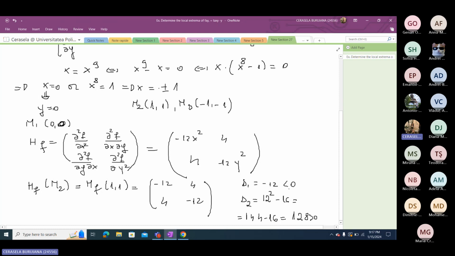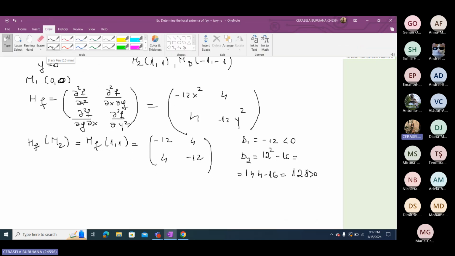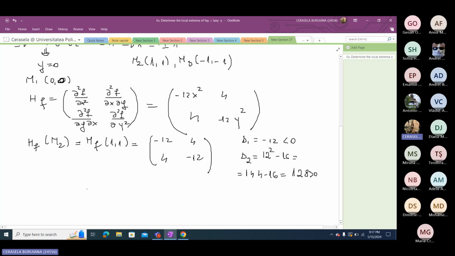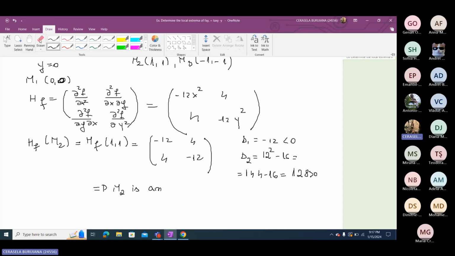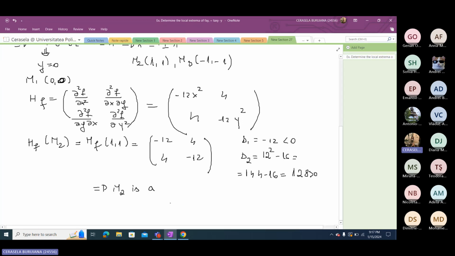Delta 1, you see that it's negative. And by the Sylvester criterion, what follows immediately about M2? It will be a maximum. A maximum, exactly. But I have to clean a little bit. I don't like the way I wrote. So it's a maximum point, indeed. I gave you the result. Immediately I get it's a maximum point.